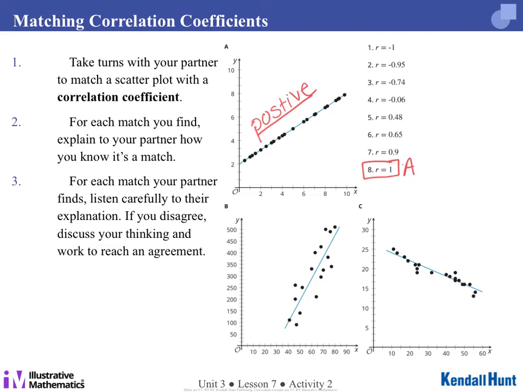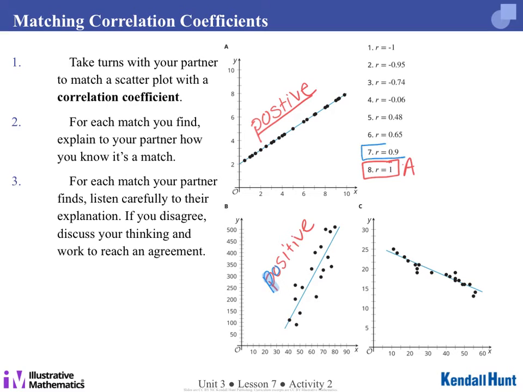For letter B, you can see that that graph has somewhat of a strong correlation. It is going positive, so we're going to be looking at the options 5, 6, and 7, which are our positive correlations left. Since it is evenly spread and the points are fairly close to the line, I'm going to go ahead and suggest that letter B should go with our number 7, R equals 0.9.